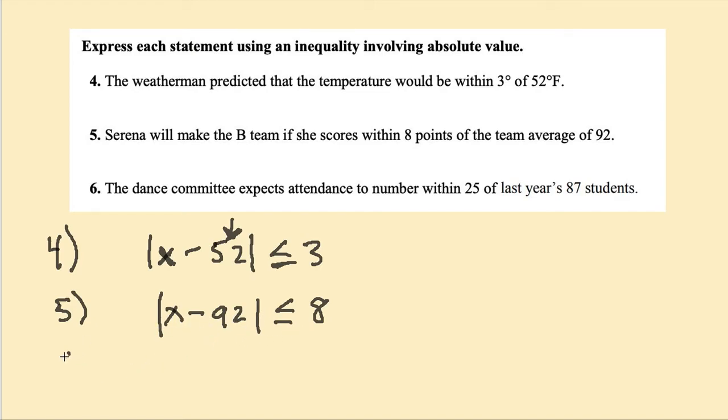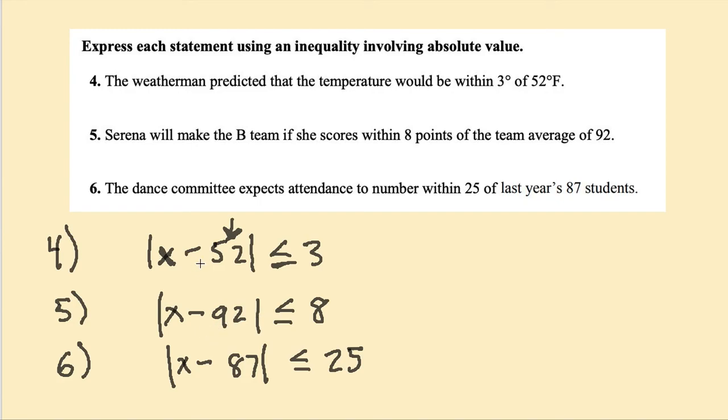And then number 6, the dance committee expects attendance to number within 25 of last year's 87 students. All right, 87 is your benchmark. Your tolerance is 25. So that means you could have as many as 25 more or 25 less. And so that is how you write these.